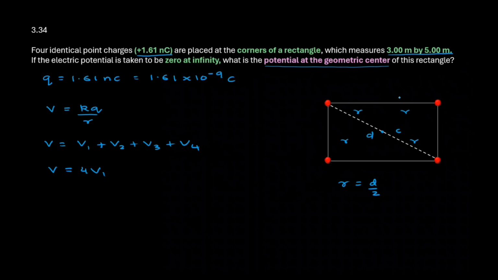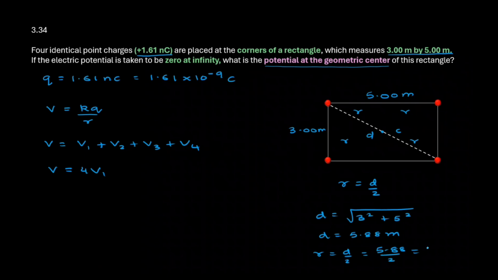We can find D using Pythagorean theorem as we have the measurement for our rectangle, which is 3 meter by 5 meter. So we will find D as square root of 3 squared plus 5 squared. That gives me 5.88 meter. And then we find R as D by 2, which is 5.88 by 2. That gives you 2.94 meter.